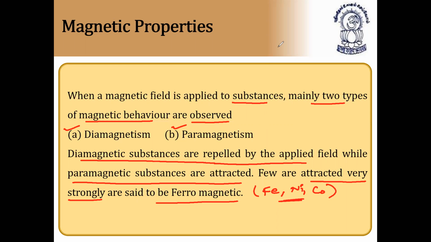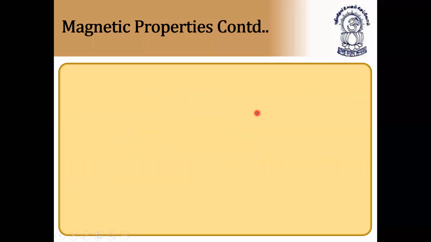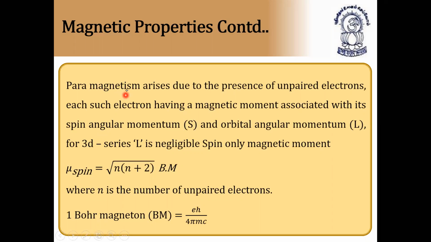So what are diamagnetic and what are paramagnetic substances? Let us see now. Paramagnetism arises due to the presence of unpaired electrons. Electronic configuration is very, very important. Based on the electronic configuration, they can easily form 4 to 5 questions. Question number one, whether it is paramagnetic in nature or not. Question number two, whether it is exhibiting color or not. Question number three, the magnetic moment, how to calculate the magnetic moment of the substance.